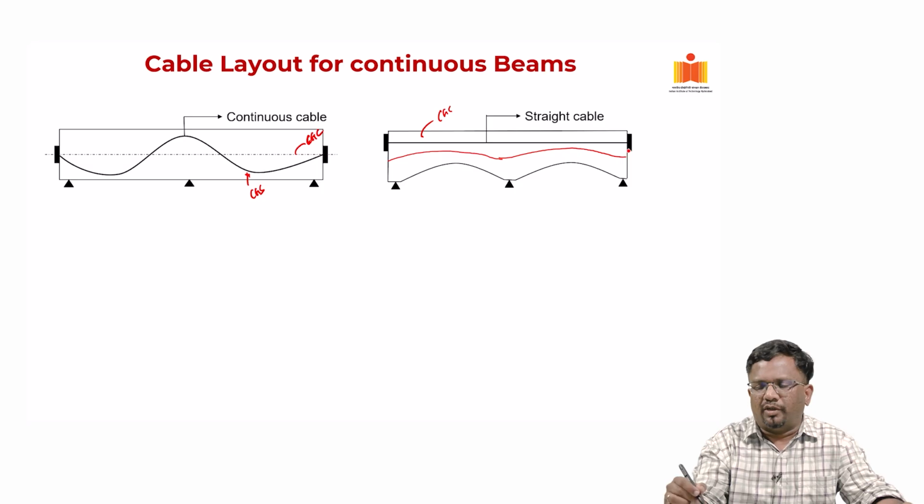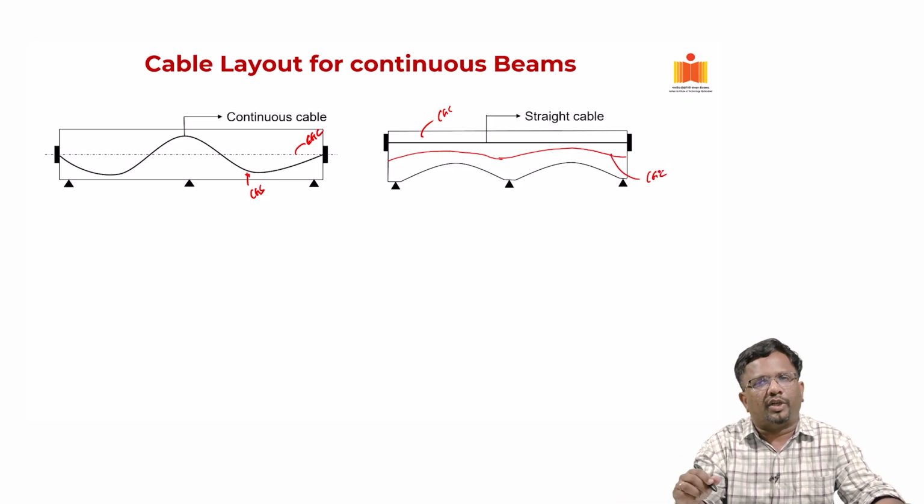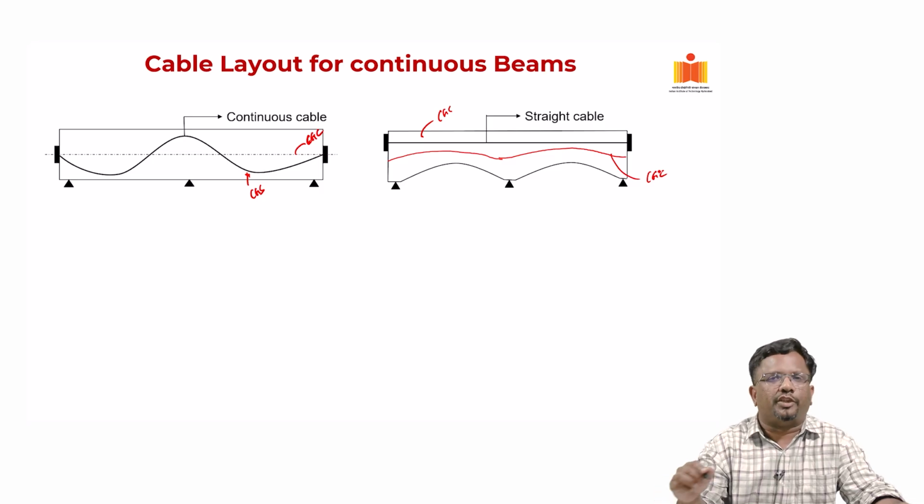So, this is going to be somewhat like CGC. So, you are always going to have eccentricity. So, this is another way of keeping the cable straight, but varying the concrete section depending upon the expected bending moment that you are going to get.